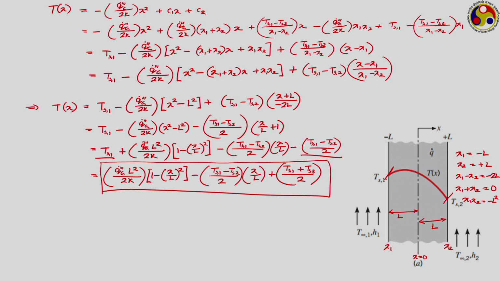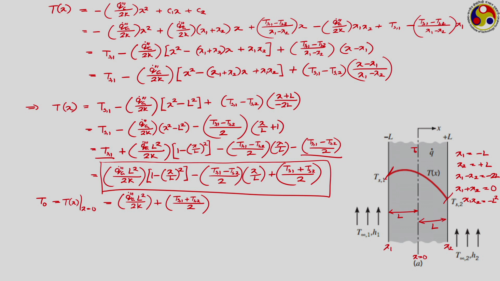And what about x equal to 0, the mid plane? If we write T0, which refers to T(x) at x equal to 0, what are you going to get in that situation? Then it will be equal to Qg dot triple prime into L square upon twice k. This corresponds to the first term. By putting x equal to 0, the second term cancels out, and then we have this mean as Ts1 plus Ts2 upon 2. This is the mid plane temperature, T naught.